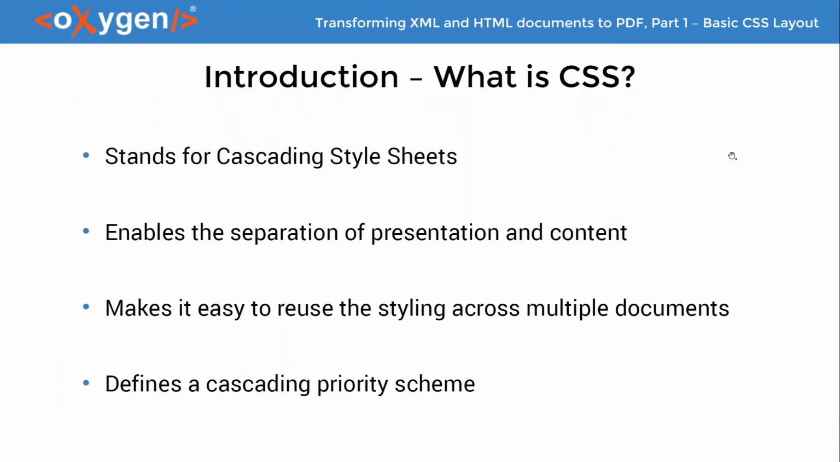What is CSS? CSS means Cascading Style Sheets. It has been created to enable a separation between the presentation and the content, so the text you are presenting. It makes it easy to reuse the styling across multiple documents, as it can be used externally, so you can reuse these style sheets in all your documents. And it defines a specific cascading priority scheme.